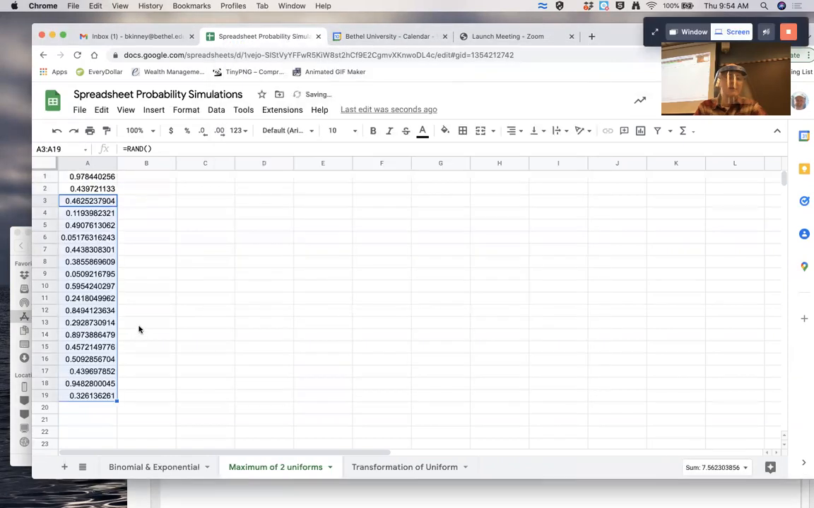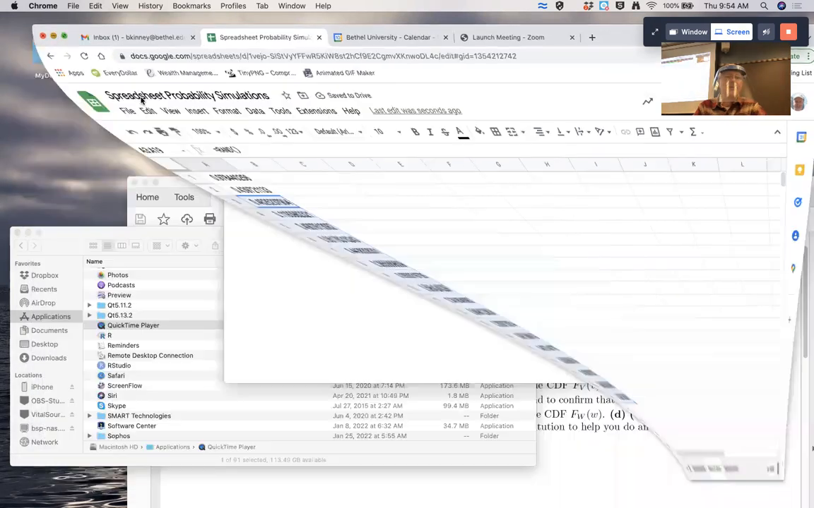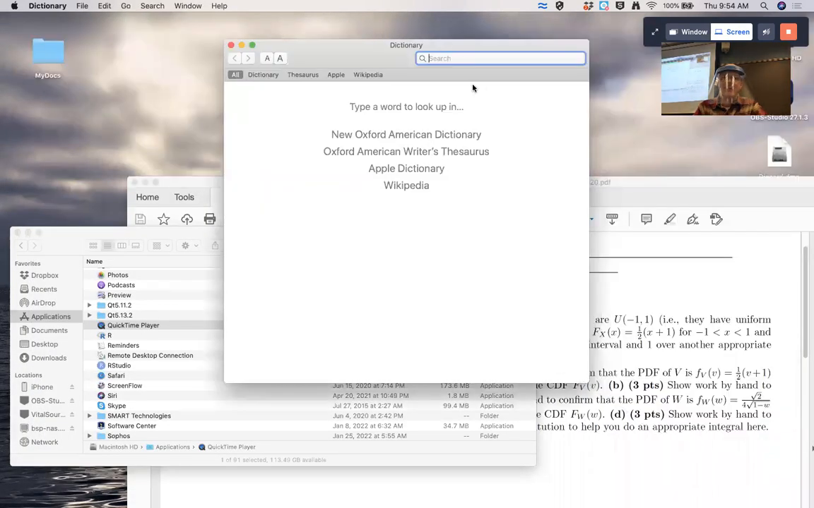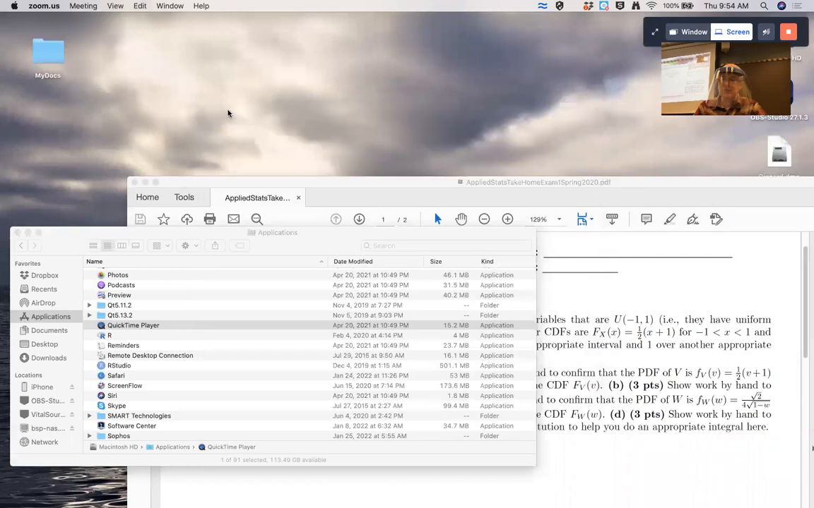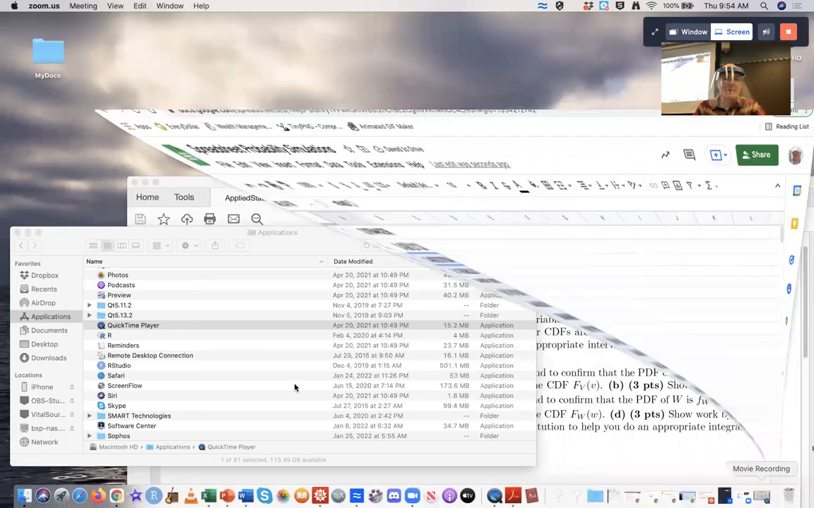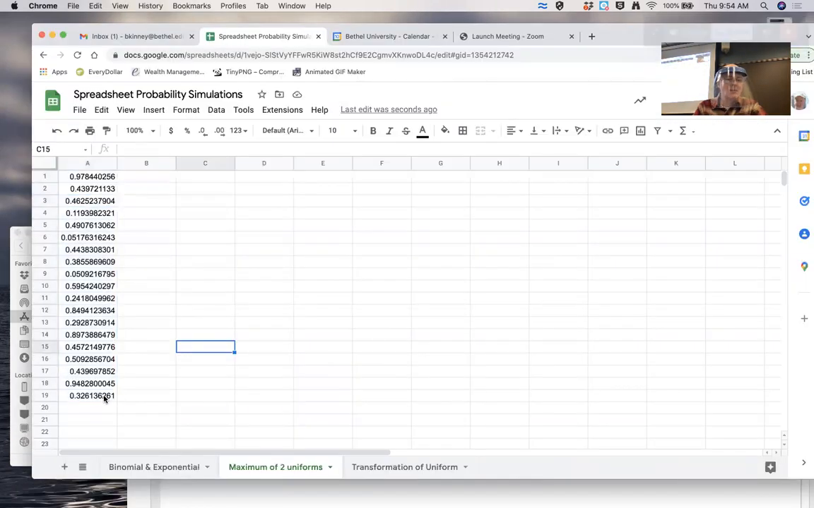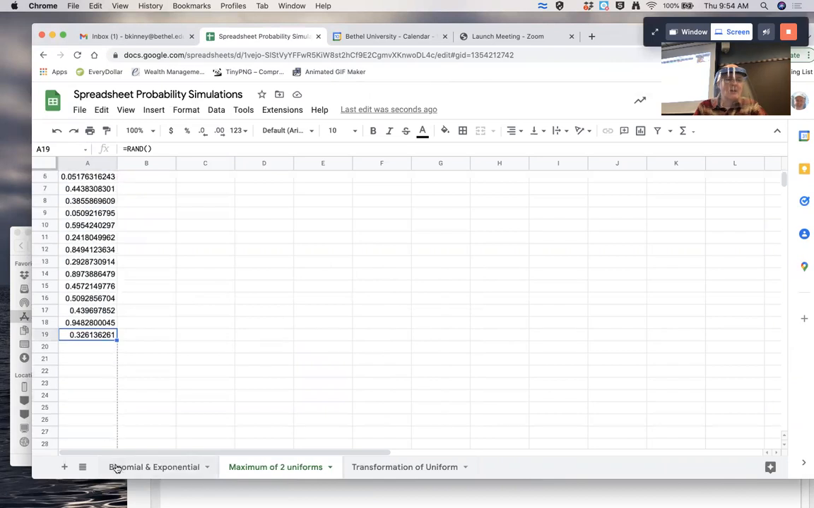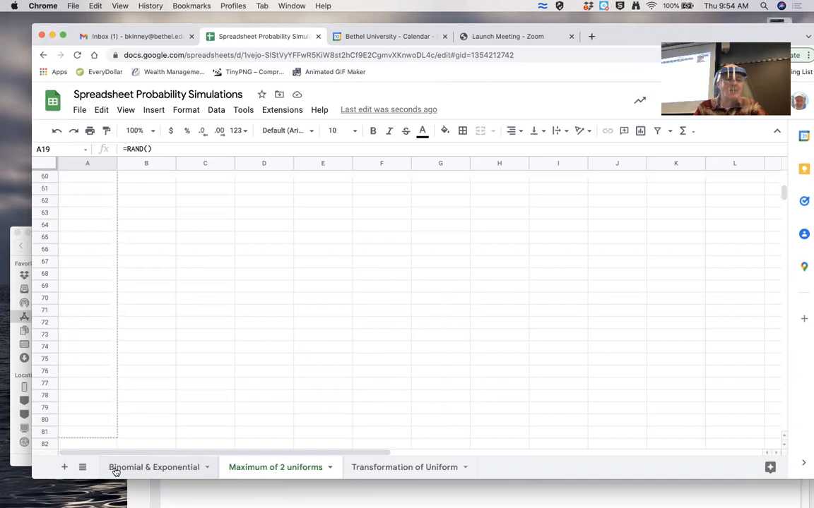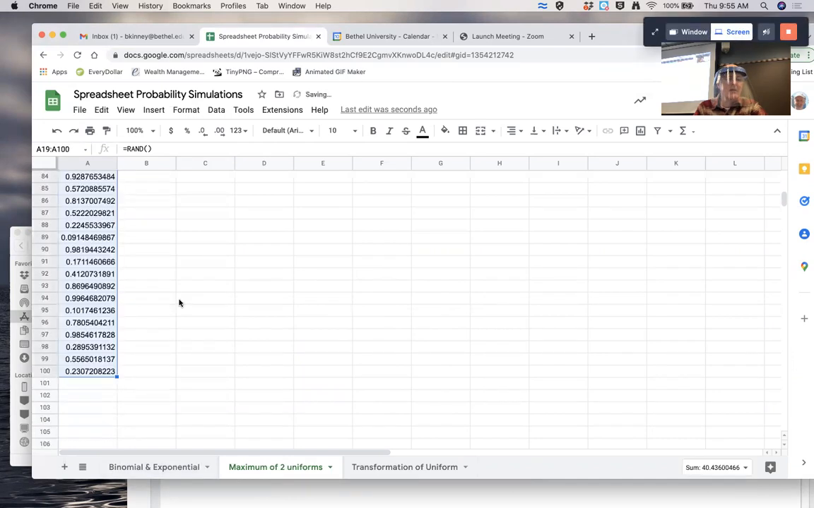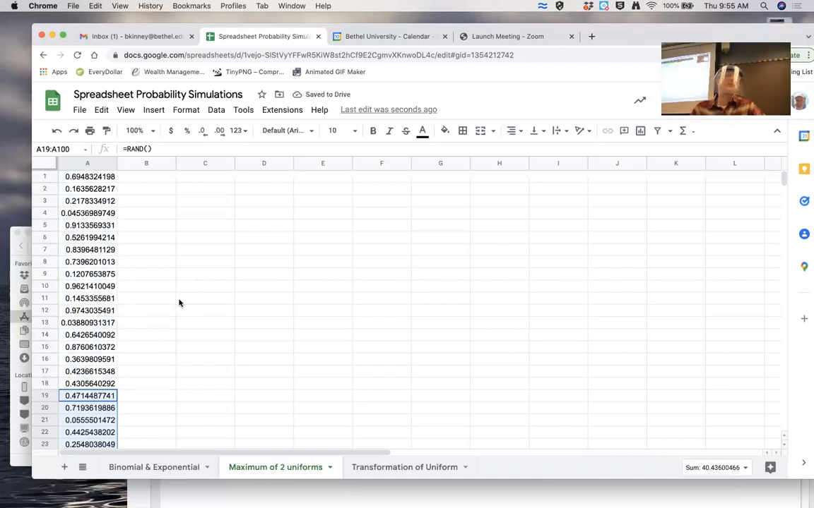Oops. My mouse pad or trackpad is kind of goofy. It's always doing things I don't want it to do. So let's go down to line 100 here. So there's 100 observed values of a uniform 0-1 distribution.